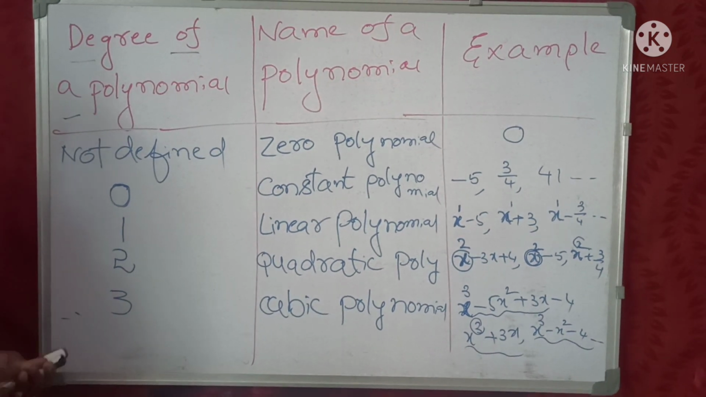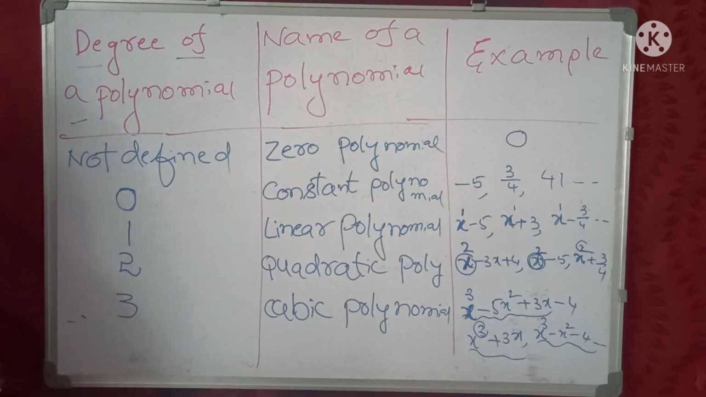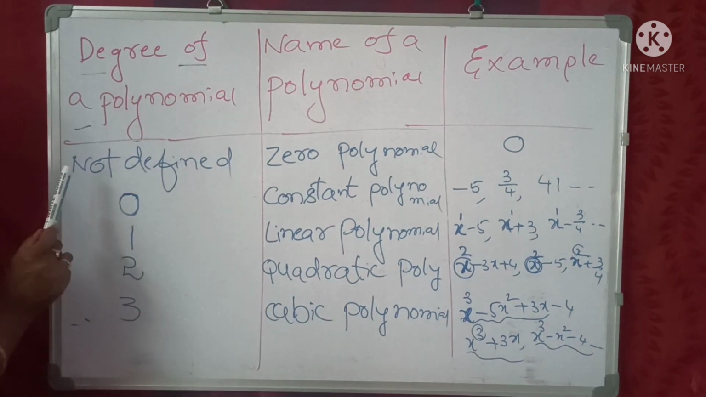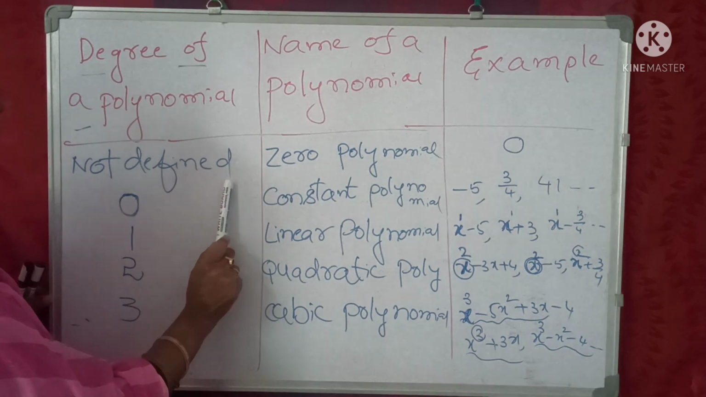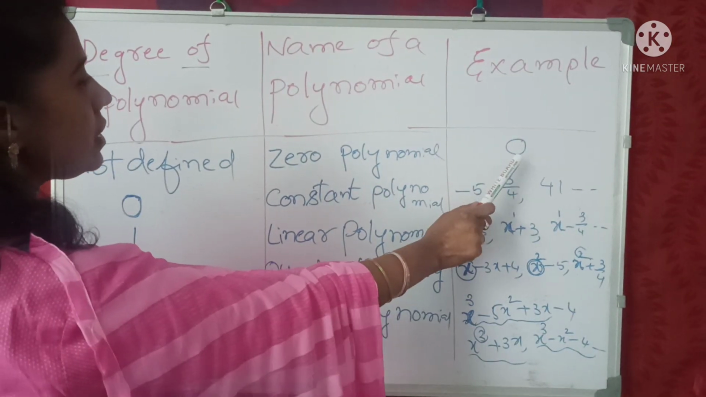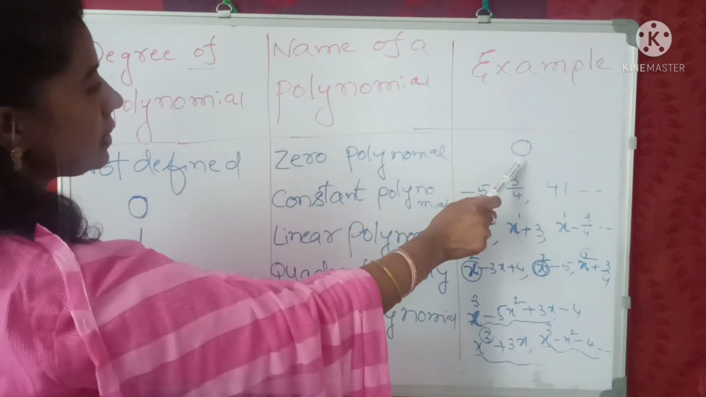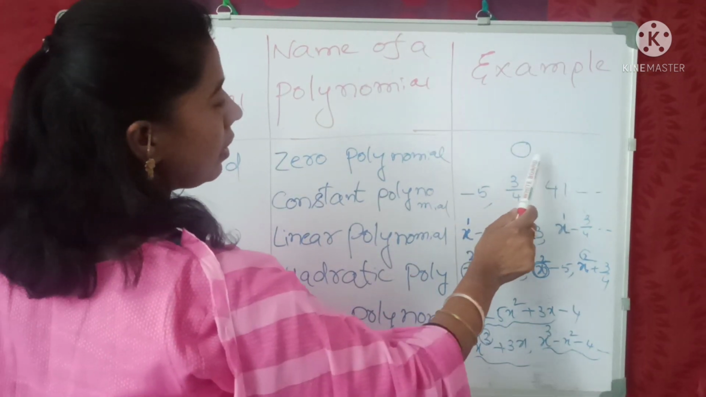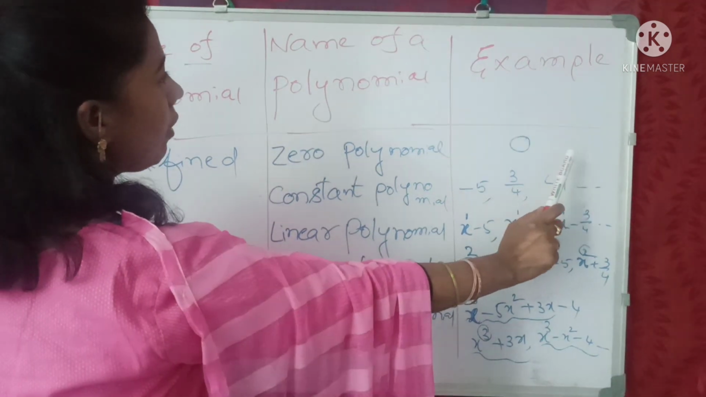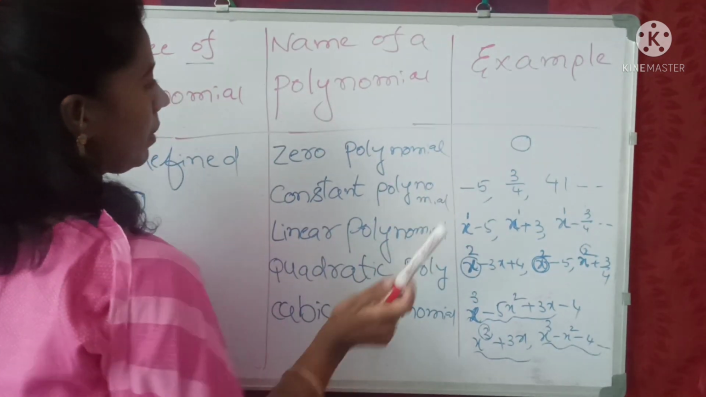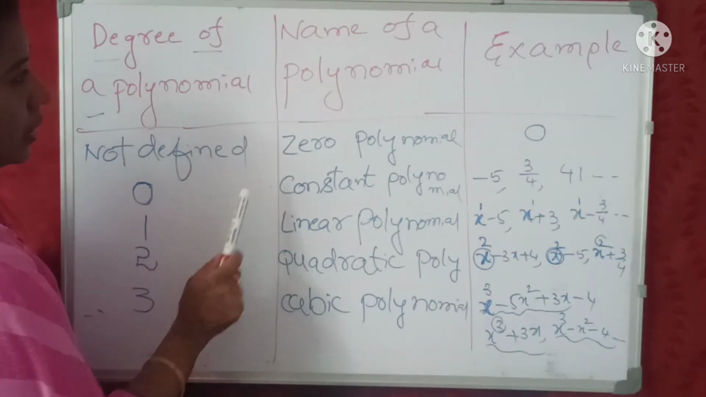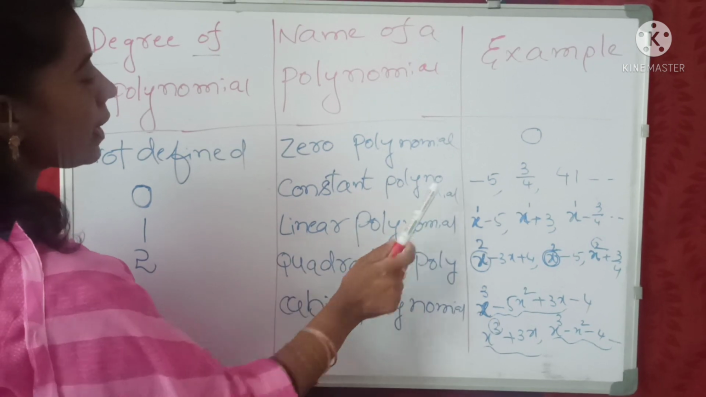Once again, I will explain the degree of the polynomial, the name of the polynomial, and examples. If the degree of the polynomial is not defined, the name of the polynomial is zero polynomial. The example is 0. In this example, there is no variable. So this polynomial is called a zero polynomial. This polynomial is also called a constant polynomial.